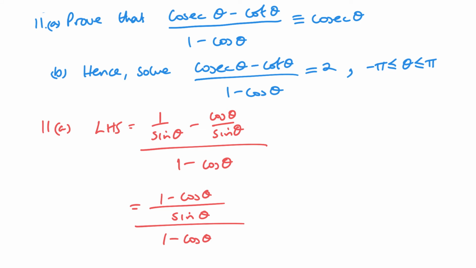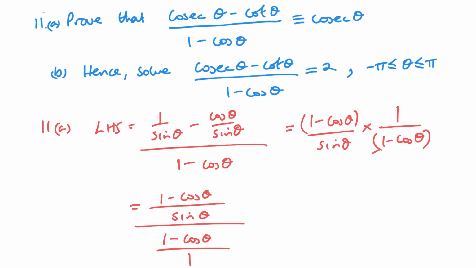Now I've essentially got a fraction. If I put a 1 there divided by a fraction, I can turn that into 1 minus cos theta over sine theta multiplied by 1 over 1 minus cos theta. Remember, divided by a fraction is the same as multiplying by its inverse. So just pop those in brackets so you can see those will cancel out, leaving me 1 over sine theta, which is cosec theta. And that is equal to the right hand side.